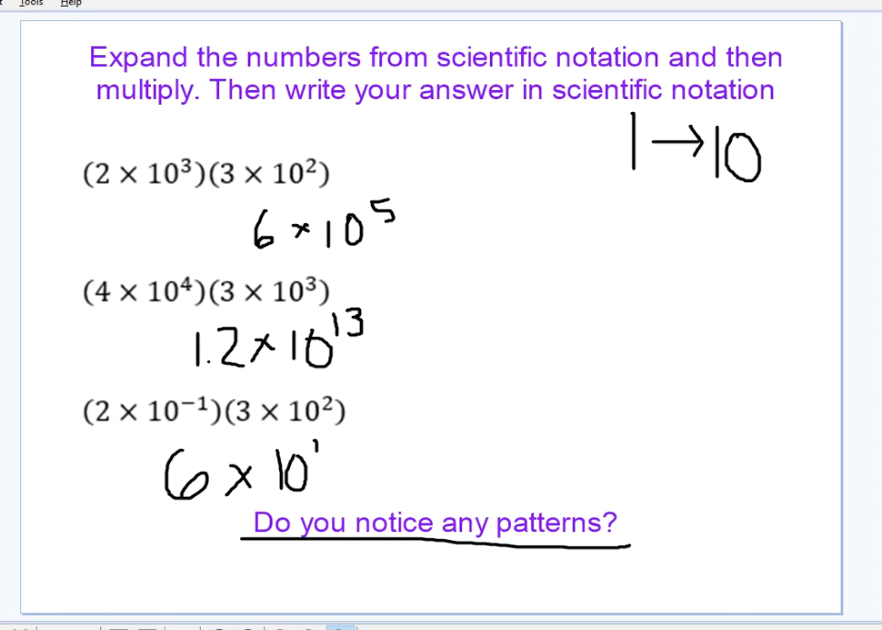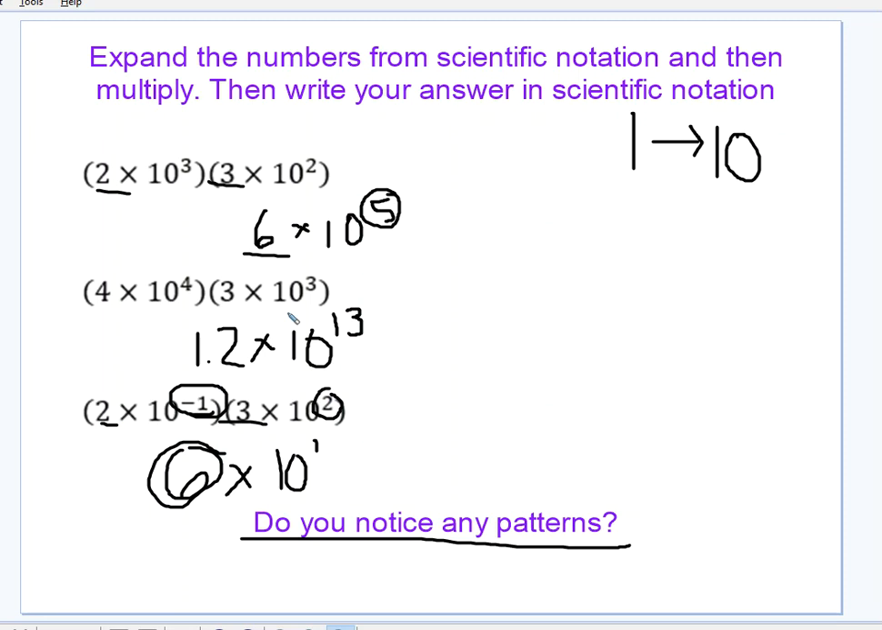But we have for each one of these a different type of setup. So you'll notice here this would be 6, and then our exponent would be a 5. This one here, we're going to multiply these together, which gives us 6, and then when we put these exponents together, we get a positive 1.